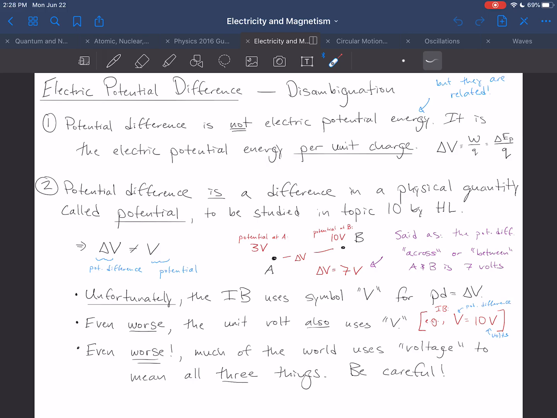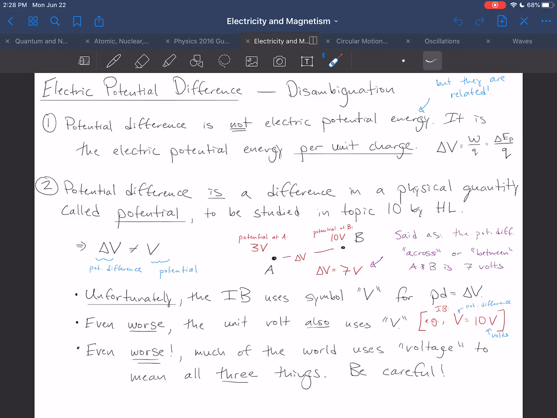This is confusing, and I'm sorry about that. The IB makes it worse. The IB will use the symbol V to mean the potential difference, and then it'll give a number like 10 with the unit volts. So you'll get equations like this in the IB. V equals 10V, which should bother everybody. But that's just the way life is. Okay, so the difference in the potential is 10 volts, which means that the difference in the two potentials at any particular point would be 10 volts.